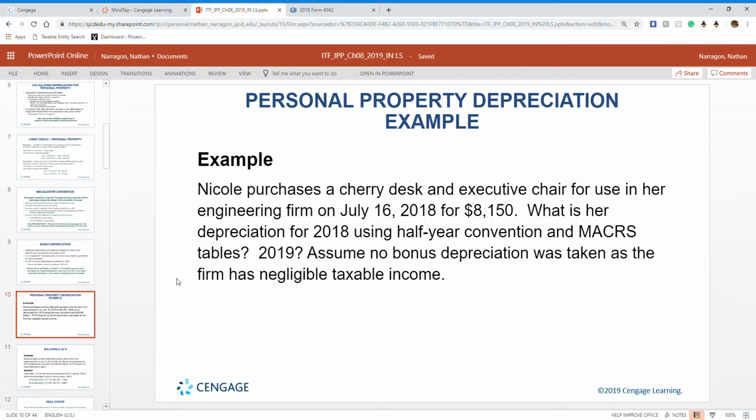Okay, so here we go. Here's a personal property example again. This is Nicole, and she purchased a cherry desk and executive chair, which is office furniture because it's used for a business. She paid $8,150 for it. Now, it's telling us to use MACRS and 2018, 2019, and assume that no bonus is going to be taken.